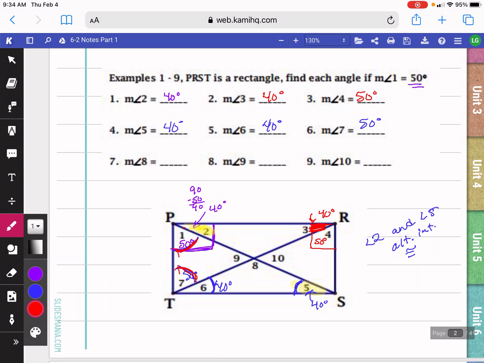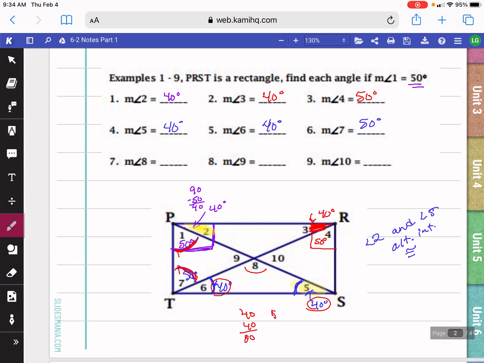Now, if I want to know the measure of angle 8, I know that 3 angles in a triangle add to 180. So this is 40 and this is 40. If I want to know the measure of angle 8, I can add 40 and 40 and subtract those from 180. So angle 8 is 100 degrees.